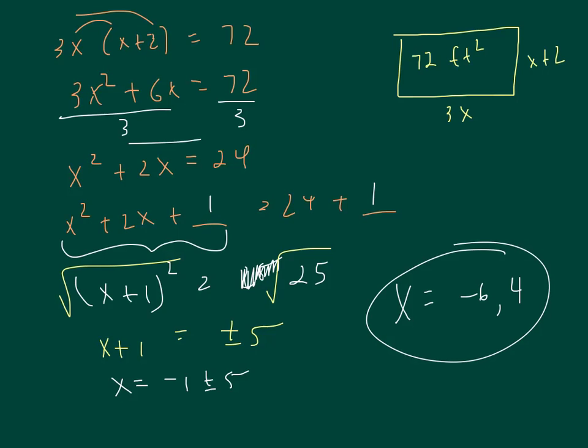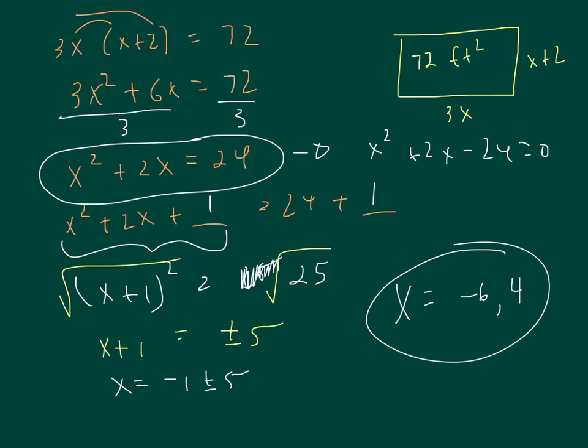And up here, just for the record, if you had said that this was x squared plus 2x minus 24 equals 0, you would have said that was (x plus 6)(x minus 4) equals 0, and then you would have gotten what? Negative 6 and positive 4. So, again, we have options.